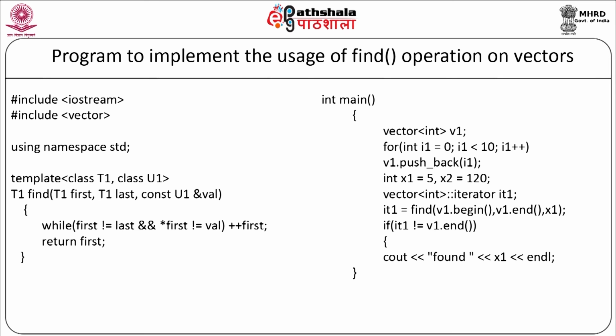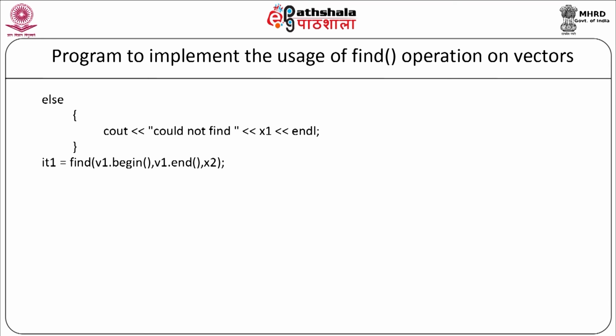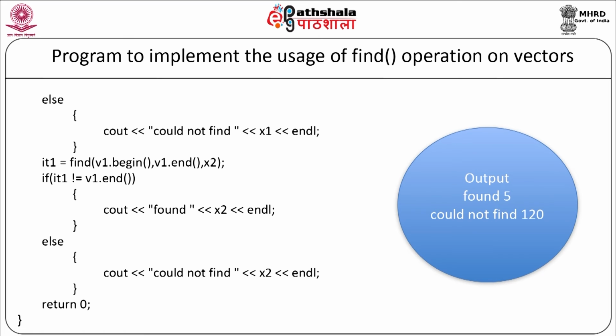If it1 is not equal to v1.end(), cout found x1 endl, else cout could not find x1 endl; end of the if condition. it1 = find(v1.begin(), v1.end(), x2). If it1 is not equal to v1.end(), cout found x2, else cout could not find x2; return 0. And our program will end. When the above code is compiled and executed, it will produce the result as found 5, could not find 120.